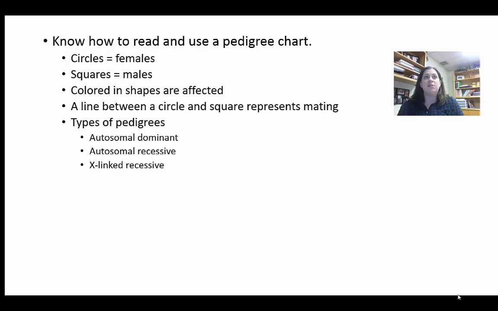Now remember, in autosomal dominant, you're going to see lots of shapes colored in. But you're going to see a relatively similar amount of males and females. In autosomal recessive, you're not going to see very many shapes colored in, and you're going to see still a relatively similar amount of males and females. In X-linked recessive, still we're going to only have a few colored in, but we're going to see that most of the shapes colored in are squares because this disease affects males more often.